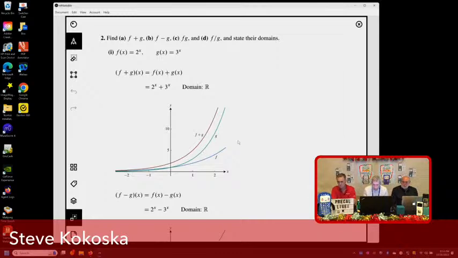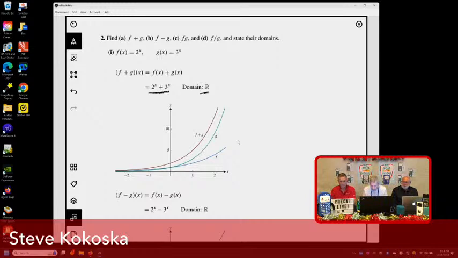So the first one, we have two exponential functions, 2 to the x and 3 to the x. The sum function f plus g is just f of x plus g of x, and I don't think there's any simplification that I can do in there. I'm going to have to leave it like that. And what's the domain? Well, the domain for each of these functions is all real numbers. The intersection, of course, is all real numbers. So the domain here is all reals.